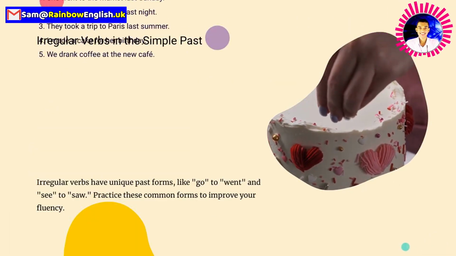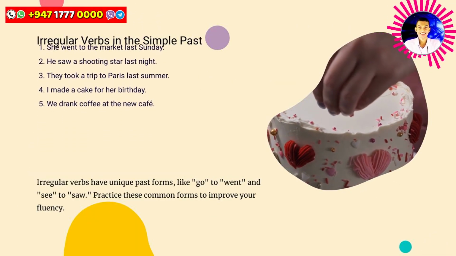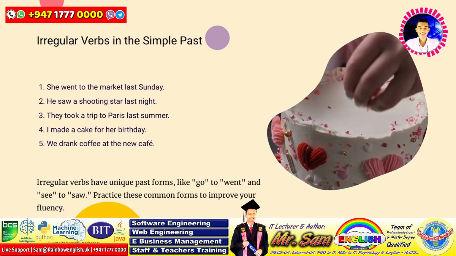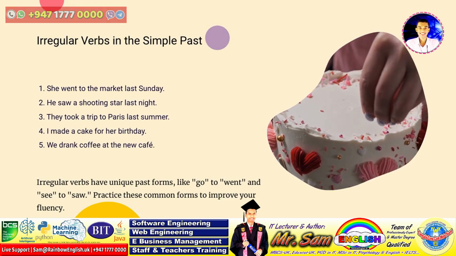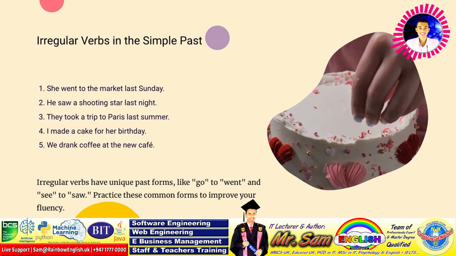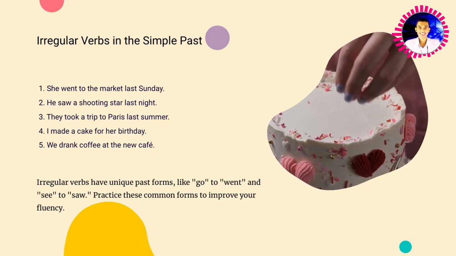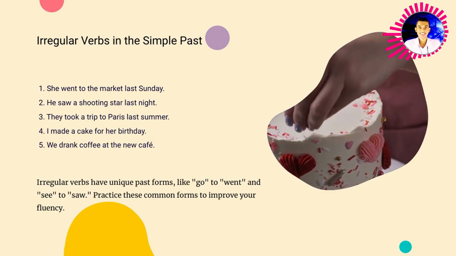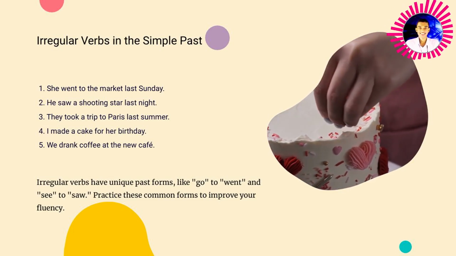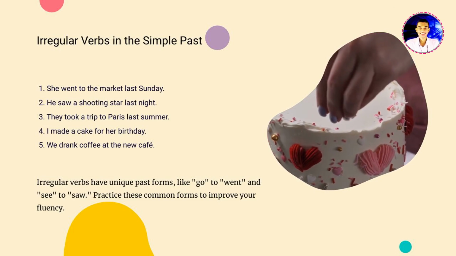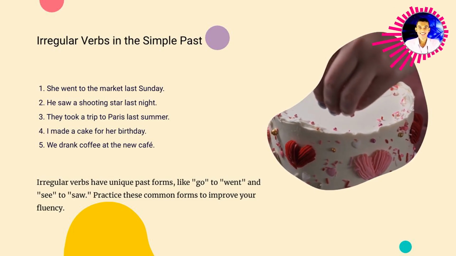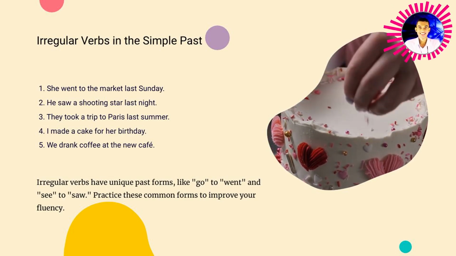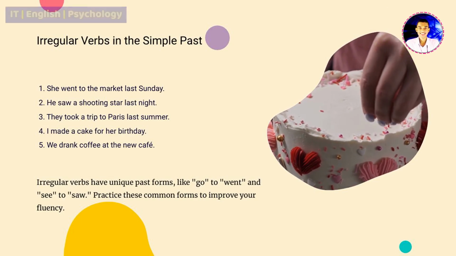Irregular verbs do not follow the standard -ed ending rule for the past tense. Each irregular verb has its own unique past form that you need to memorize. For instance, go becomes went, see becomes saw, and take becomes took. These verbs are commonly used, so learning their past forms is crucial for fluency in English. The more you practice, the easier it will be to remember these irregular forms. Here are some examples to help you get started.